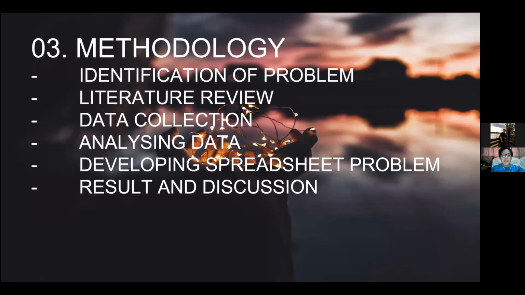The next step is developing a spreadsheet program where data collected from various sources was calculated. Some calculations were included, such as power consumption, calculation of the estimated electricity bill, emission of greenhouse carbon dioxide, and lastly, calculating the mass balance. And the last step for the methodology is result and discussion.